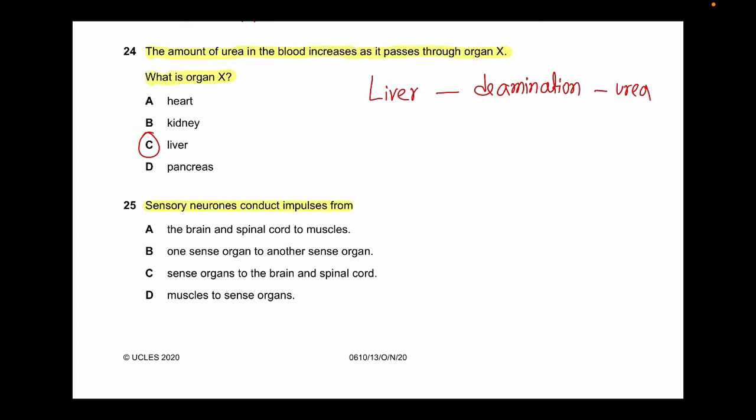Sensory neuron conducts impulses from. Now sensory neuron, it conducts impulses from the brain and spinal cord? No. Sense organ to another sense organ? No. Sense organ to the brain and spinal cord? Yes. All right. Sensory neuron takes the information from the sense organ to the brain for processing. So option C is correct. Muscles to sense organ is motor neuron, so also not a correct option.